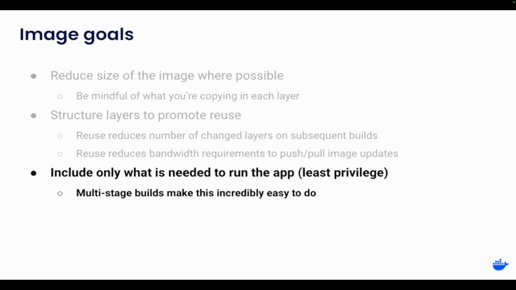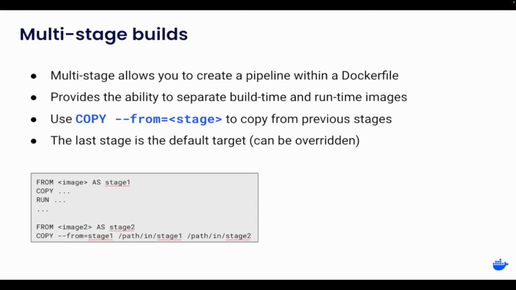All right, the last one of these is include only what's needed to run the application. So if we're running something in production, we do not want to have a bunch of extraneous stuff that is possibly exploitable in that production system. We want that production system to be as clean and bare as possible to simply run the application that needs to be run. So how are we going to do that while still having an image that is helpful to us in development? Well, we have this concept of multi-stage builds.